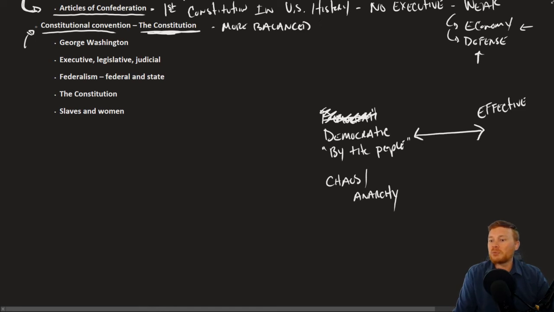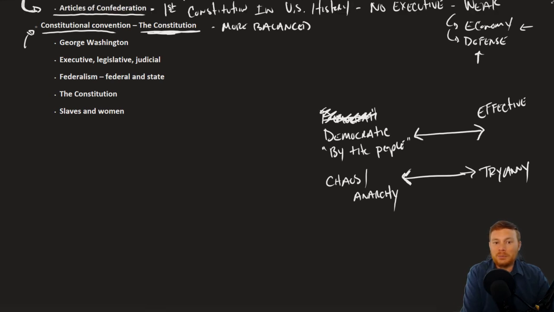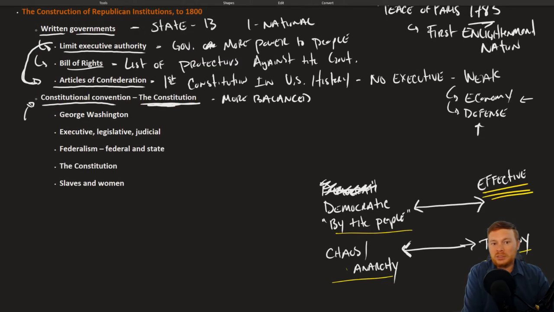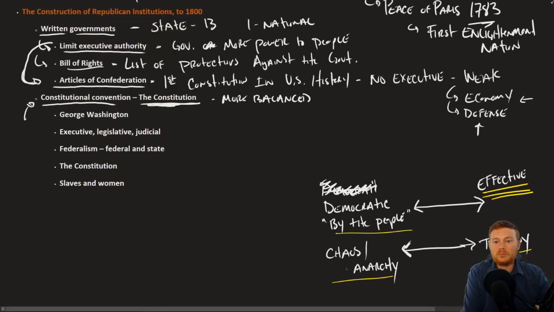But you don't want a government that's so effective that it's tyrannical, that so few hands of people can rule over so many. So it's trying to find this balance, and that's what creating these governments is really about. Creating one that is democratic enough to be by the people, but not so democratic that it's just chaos and anarchy. And creating a government that's effective and strong and can do the job, but not so strong that it's tyrannical. And what the founding fathers essentially came up with was the Constitution, which is more balanced.